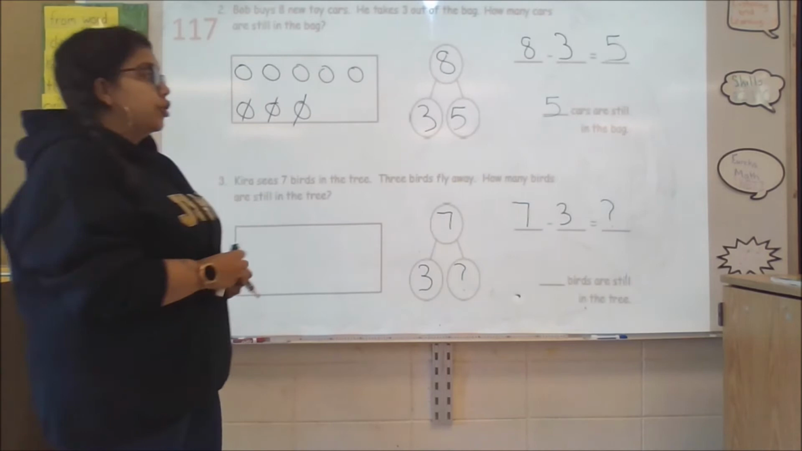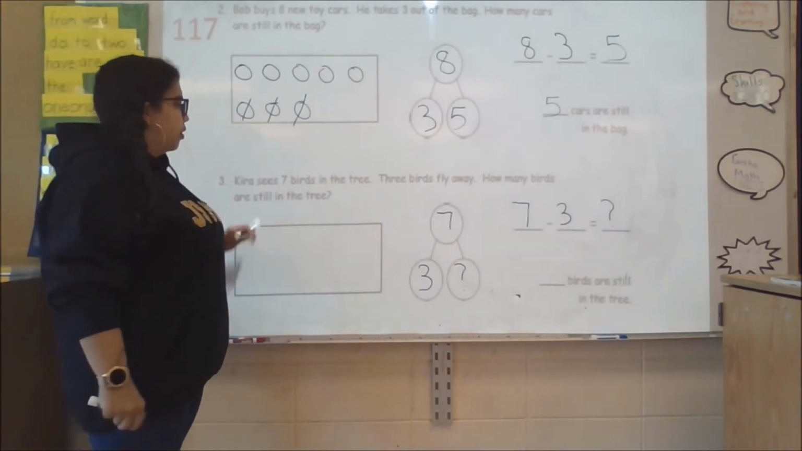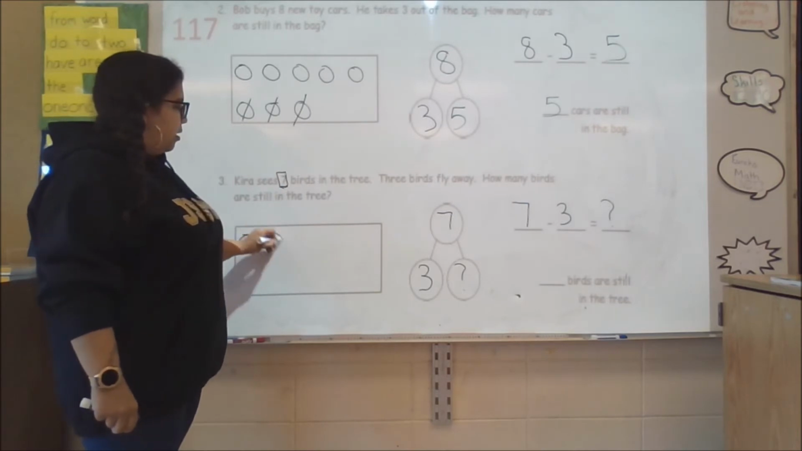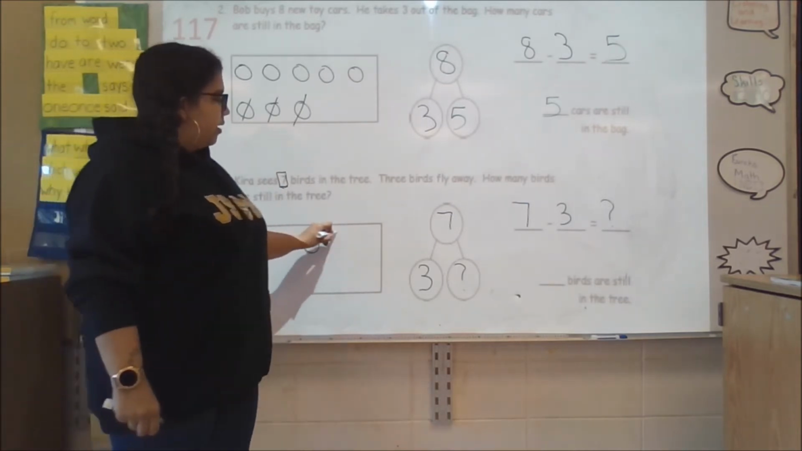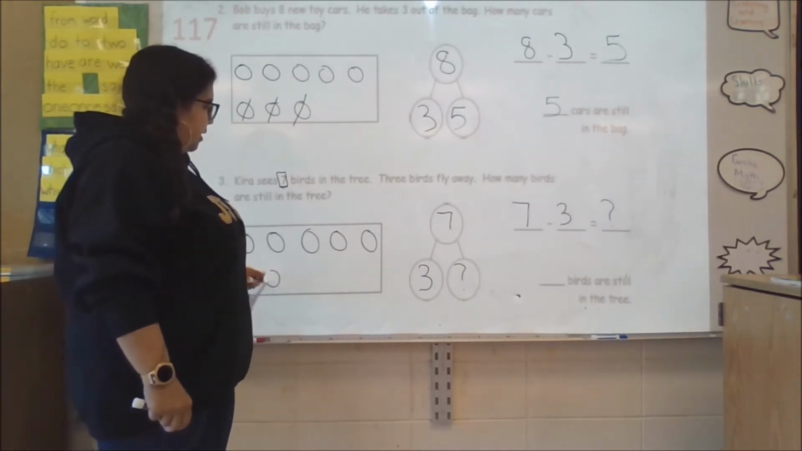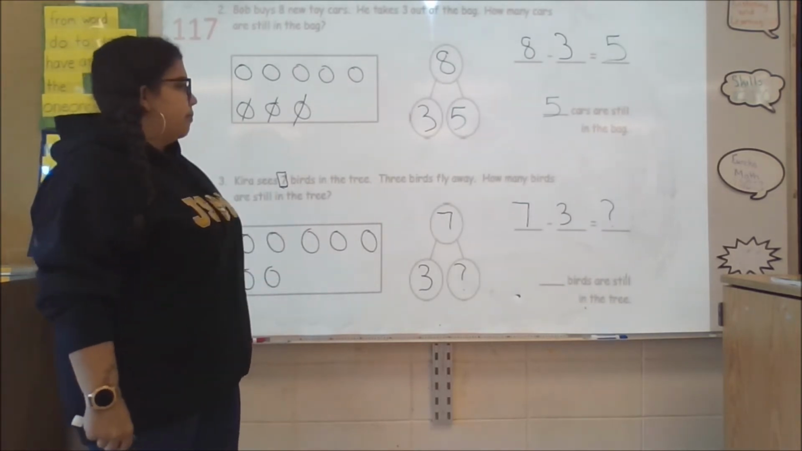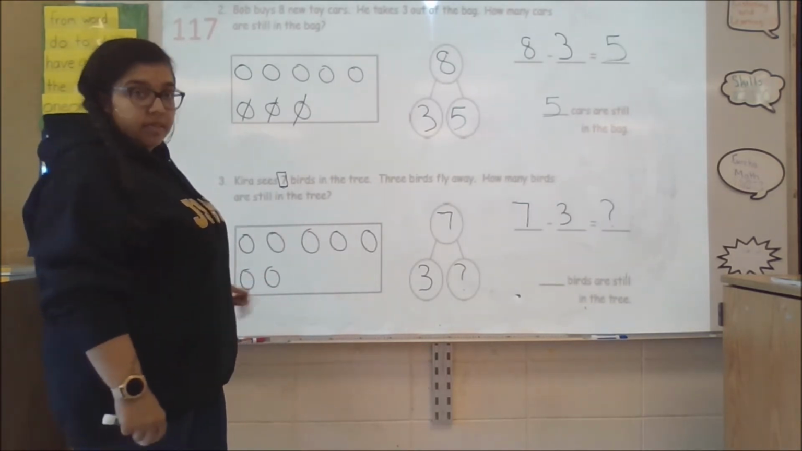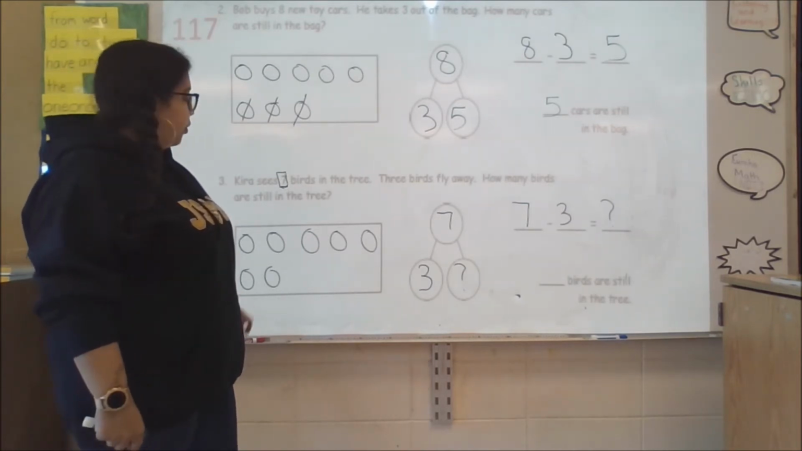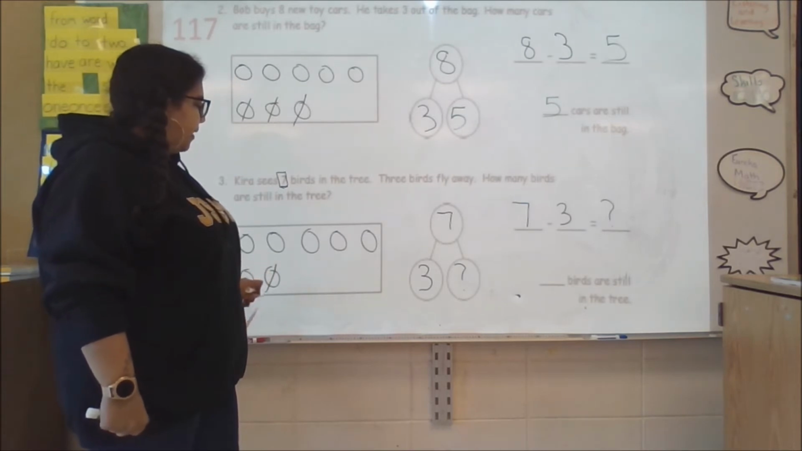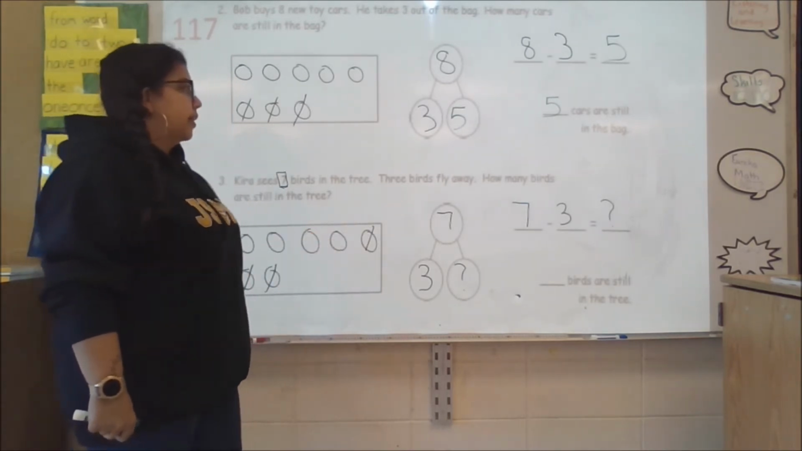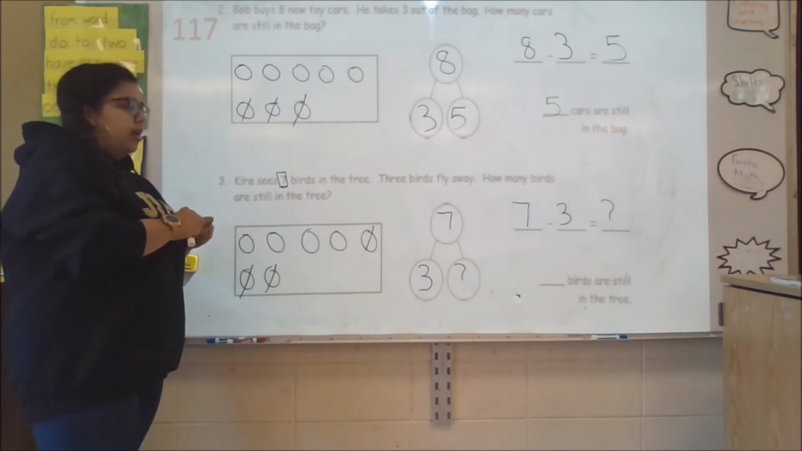Using our picture strategy, picture drawing our whole, which we established is 7. 1, 2, 3, 4, 5, 6. Kara sees 7 birds in the tree. Stop. I drew that. 3 birds fly away. Stop. We're going to draw that by crossing them out. Bye, little birdie 1. Bye, little birdie 2. Bye, little birdie 3. How many birds are still in the tree?